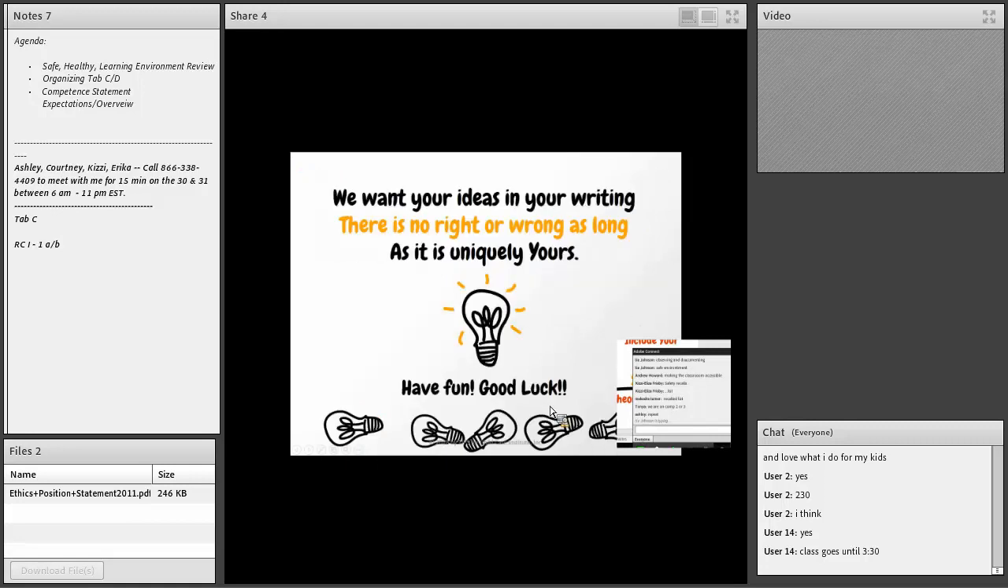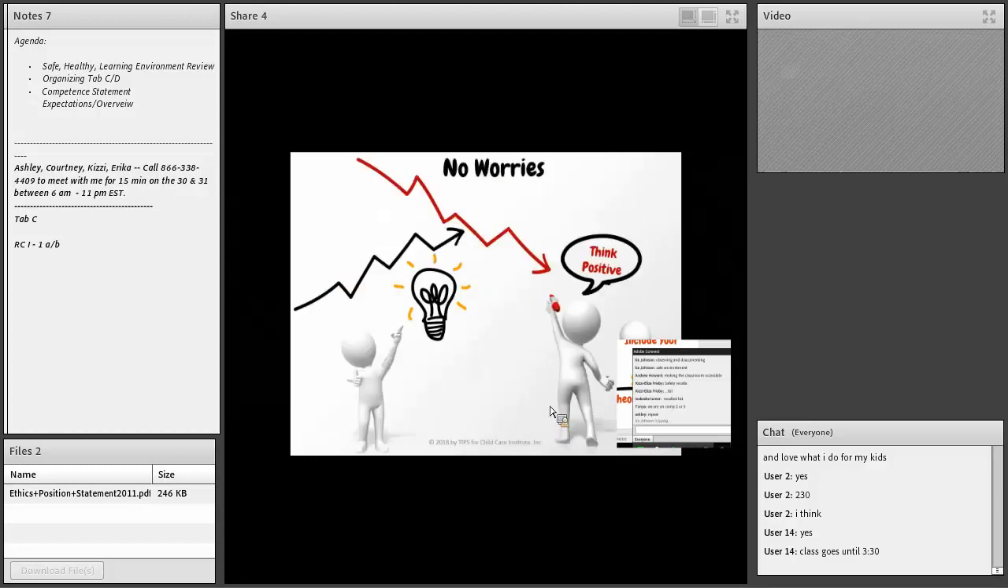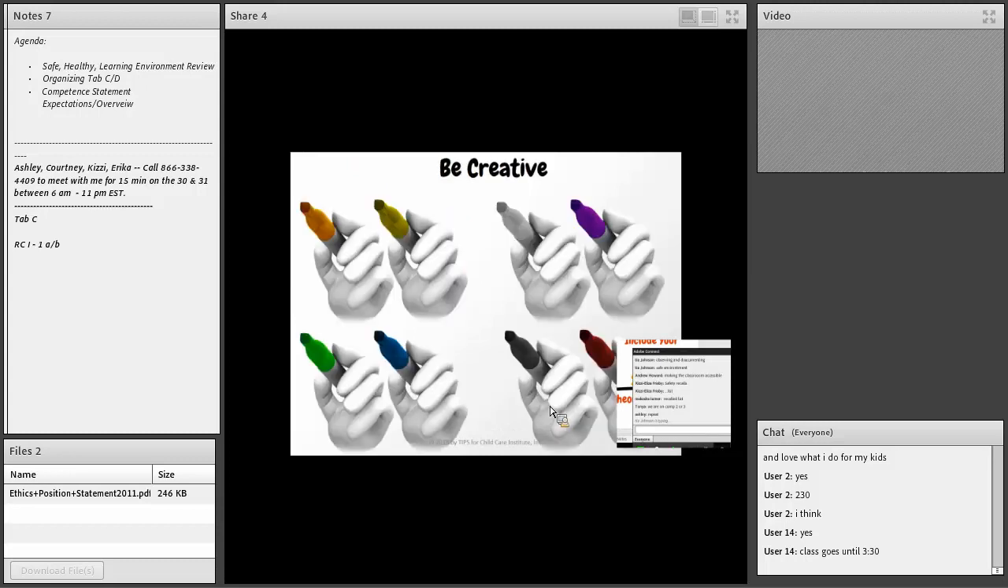Be sure not to plagiarize. We want your ideas in your writing. There's no right or wrong as long as it is uniquely yours. Have fun with it. And I wish you guys a lot of luck doing this because I know that it's not always easy to do your writing, but you're going to do well in it. We're here for you. There's no worries in your own ideas. Think positive, don't give up, and contact us if you need help. Okay? That's what we're here for.